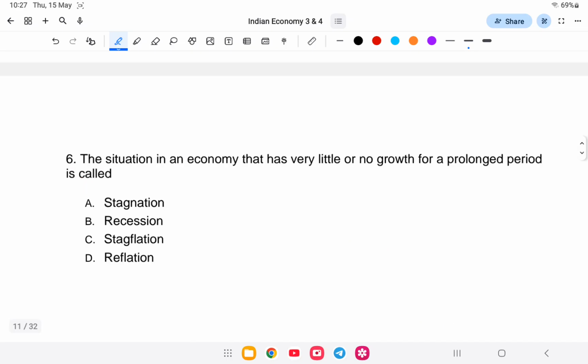Next question. Question number 6. The situation in an economy that has very little or no growth for a prolonged period is called what? Is it stagnation, recession, stagflation, or reflation? So the answer is option number A, that is stagnation.